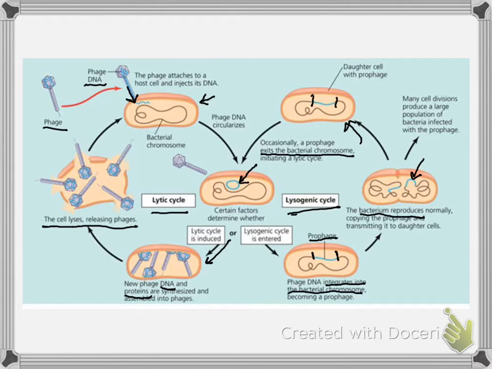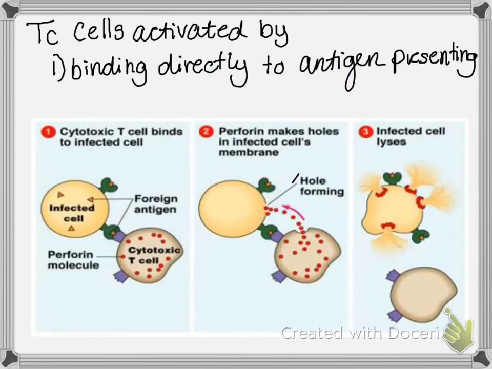So let's say we have a body cell that's infected. How does it alert cytotoxic T cells to this infection? So this is the part we need to focus on. This is the cell-mediated response. TC cells, those are cytotoxic T cells, also called killer T cells, also called CD8 cells. So these cytotoxic T cells get activated by binding directly to an antigen-presenting cell. Sorry, I forgot to write that word in.